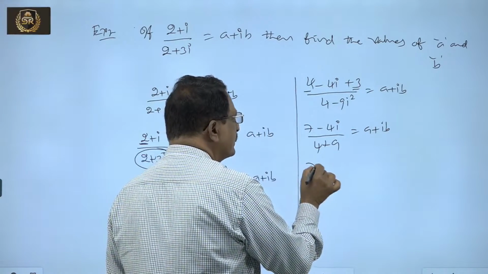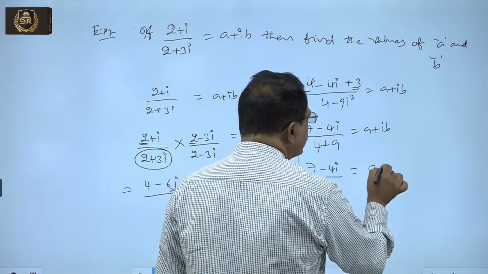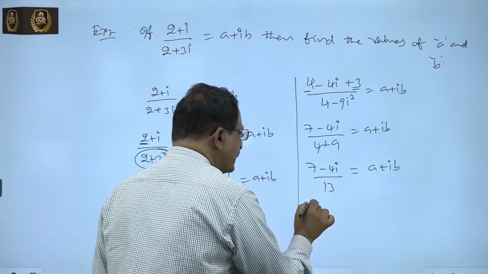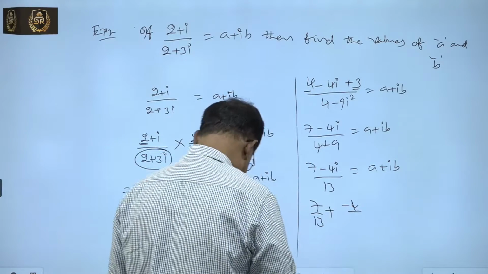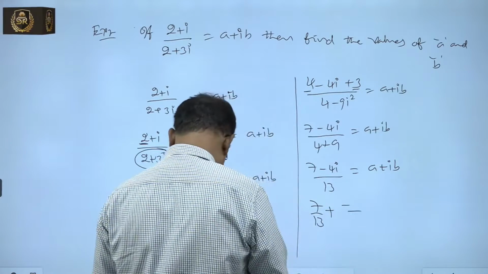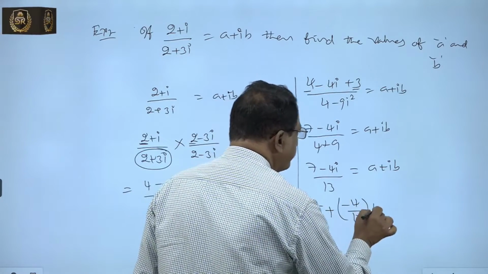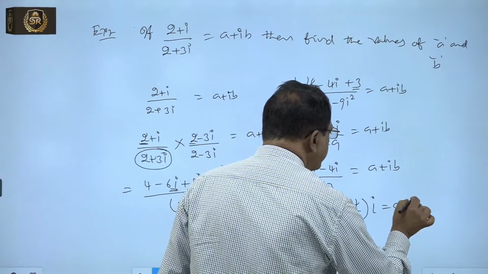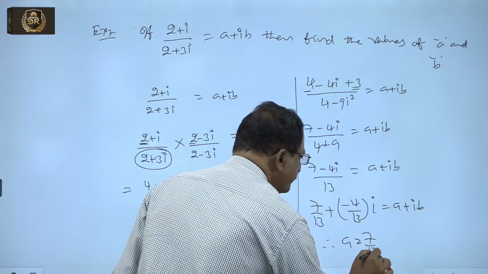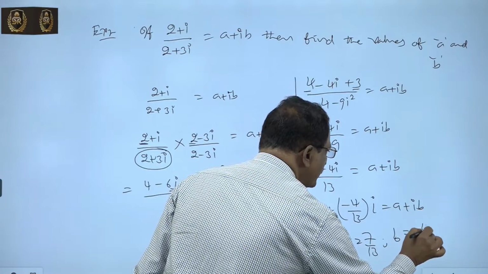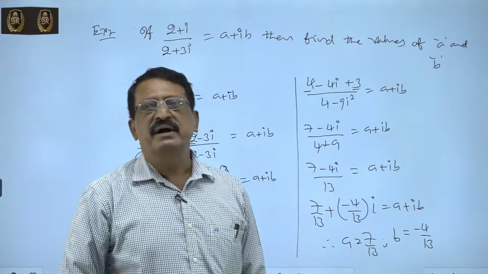Now 7 minus 4i by 4 plus 9, 13, equals a plus ib. Split it, we get 7 by 13 plus minus 4 by 13 i equals a plus ib. Therefore, the value of a equals 7 by 13, b equals minus 4 by 13.